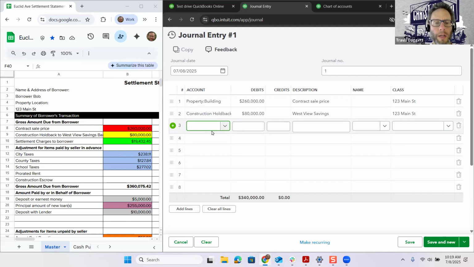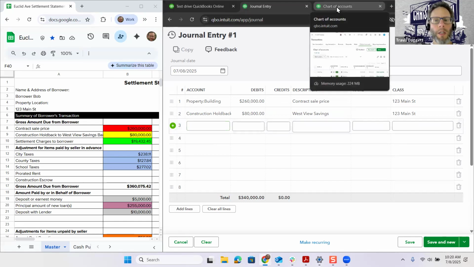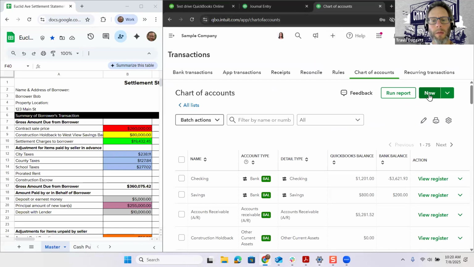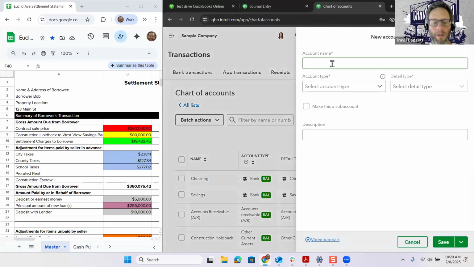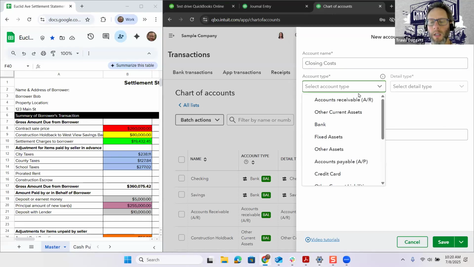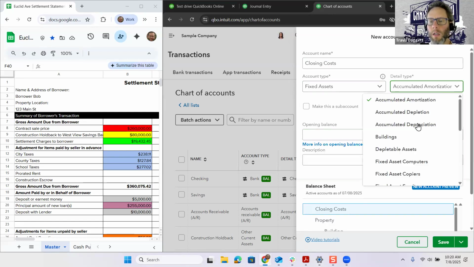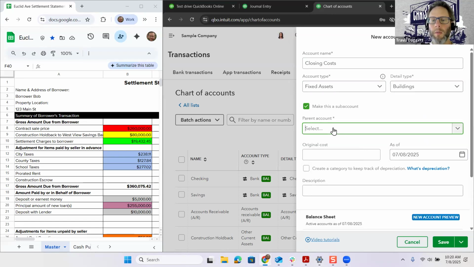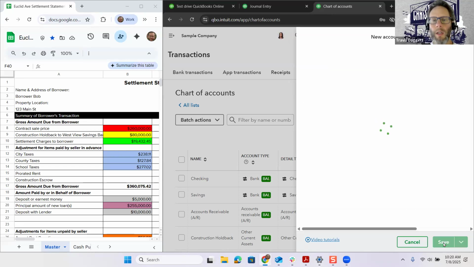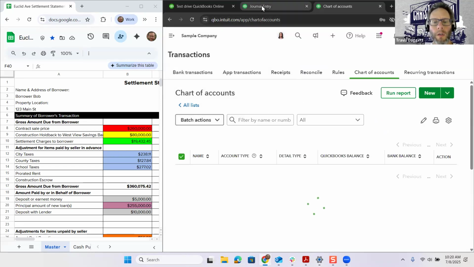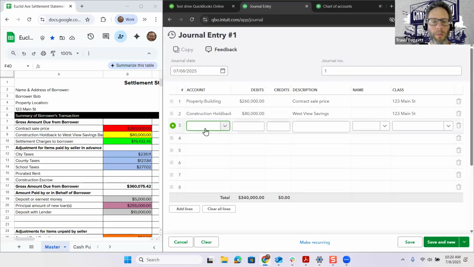Settlement charges. Now here's where we need to get a little bit more detail. So let's go ahead and put in another category here. This will be closing costs. This will be, let's make this fixed assets. This will be a sub-account of property. Okay. So over here, let's go ahead and book our closing costs that will be capitalized.